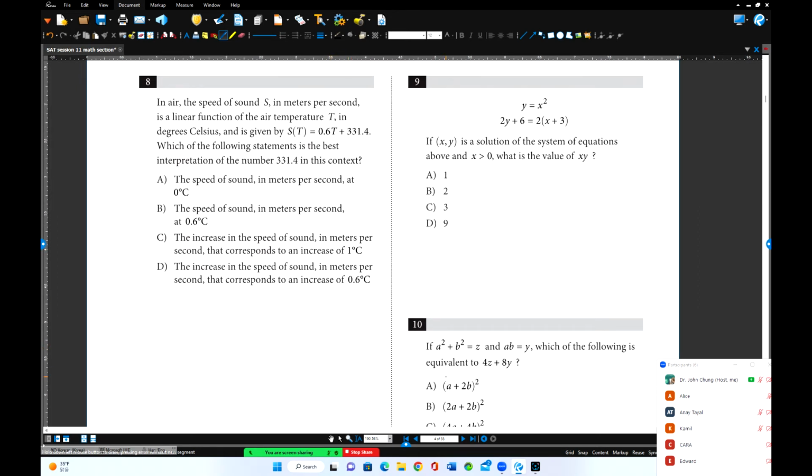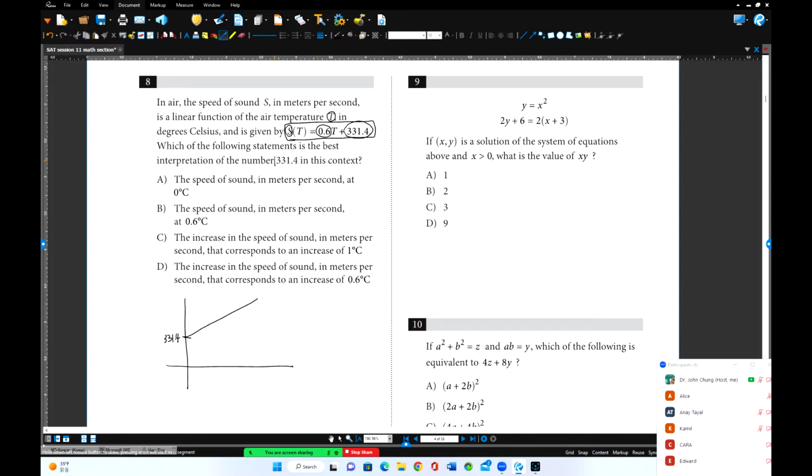In air, the speed of sound s in meters per second is a linear function of air temperature T. The equation is given here. S of T, speed of sound as a function of T. It depends on temperature T over here. This is the initial value. This is the slope. 331.4 is the initial, and 0.6 is the slope. Every time the temperature increases by 1 degree, the speed of sound increases by 0.6. That's the meaning. Are you okay?